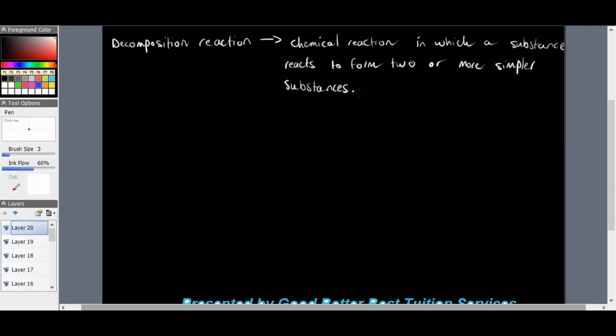So in my understanding, there should be some type of decomposition that does occur there. But definitely within chemistry, if a substance is broken down and reacts in a way, then it will be broken down into simpler substances. That's a decomposition reaction.